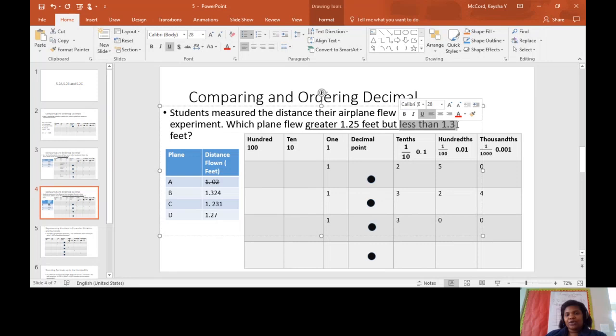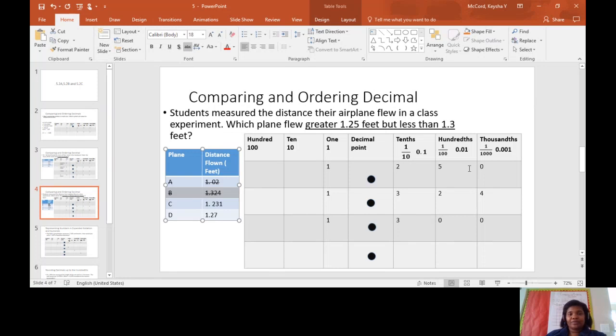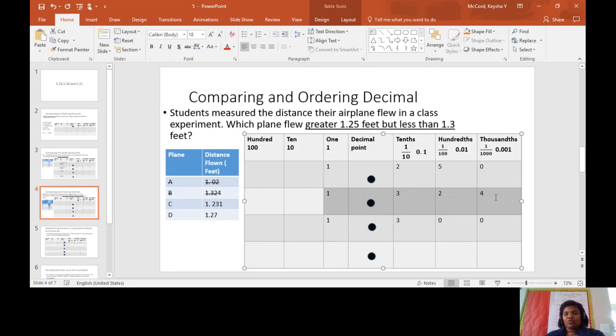Let's check and see if it's less than 1 and 3/10. Well, 3 and 3 are equal. Okay, let's move over one more. 2 and 0. Well, I know 2 is greater than 0. So that means this number is bigger than 1 and 3/10. So it cannot be plane B. It's too big. Okay, let's get rid of that.